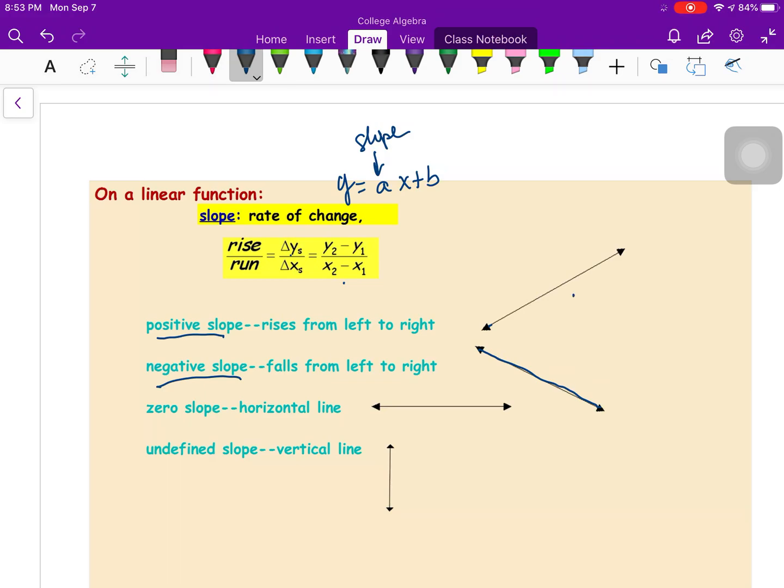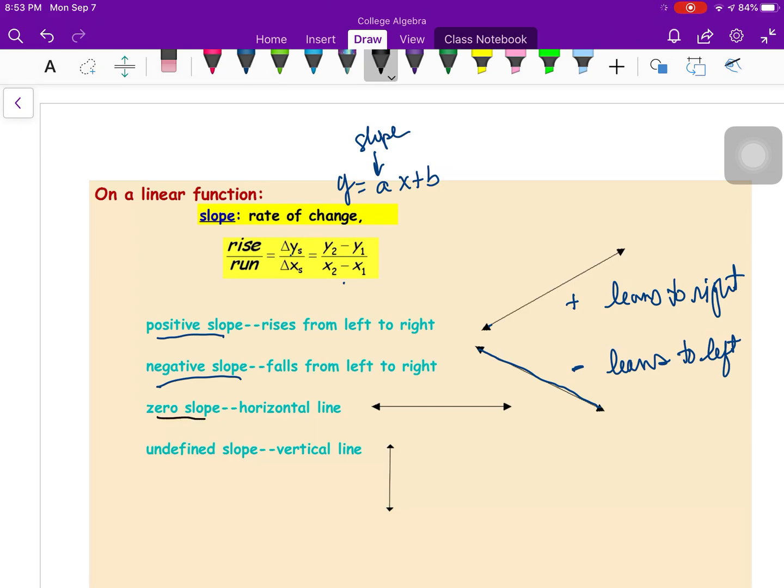Notice this is a positive sloped line, so it leans to the right. Our positive numbers are to the right. This is a negatively sloped line, so it leans to the left. Our negative numbers are to the left.